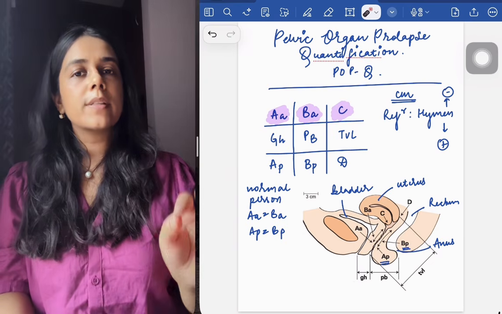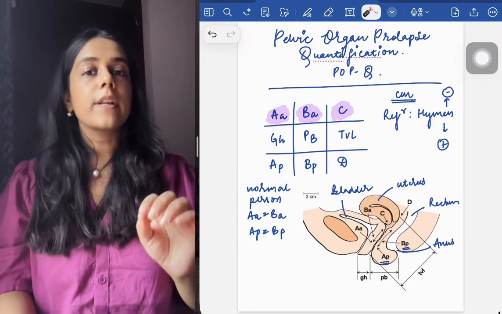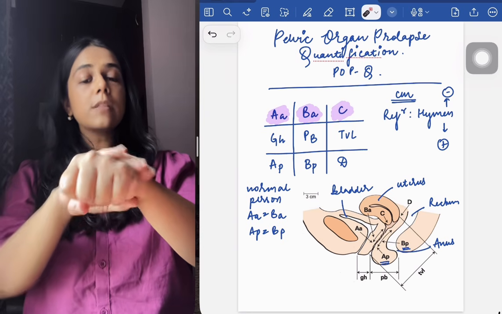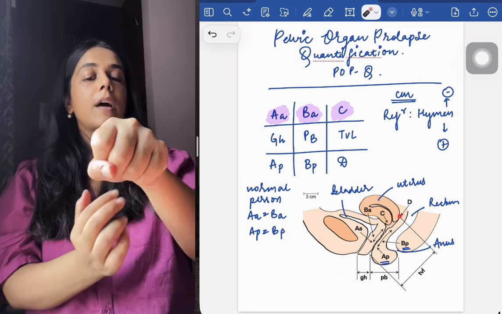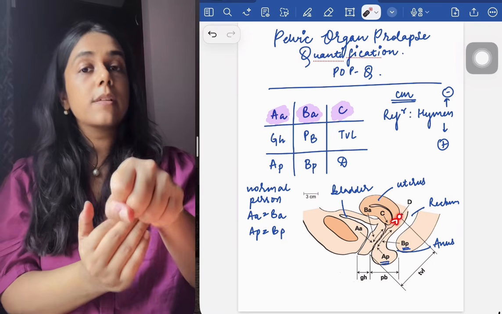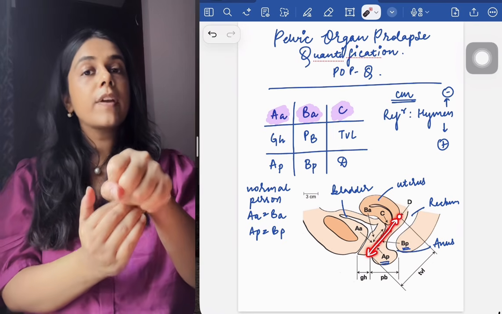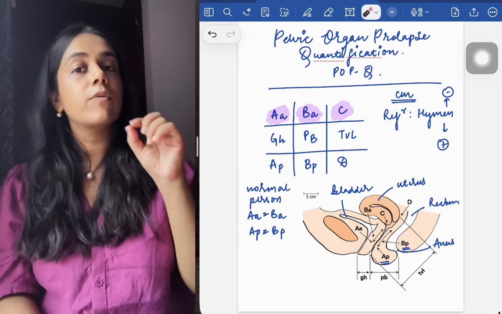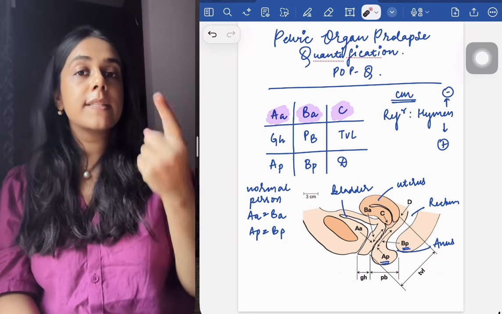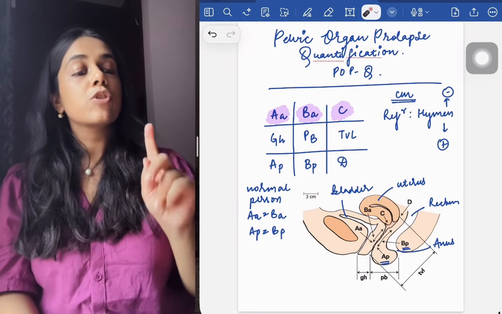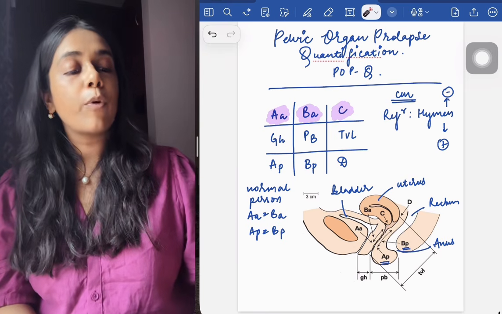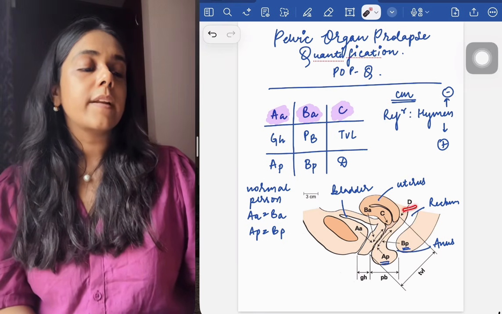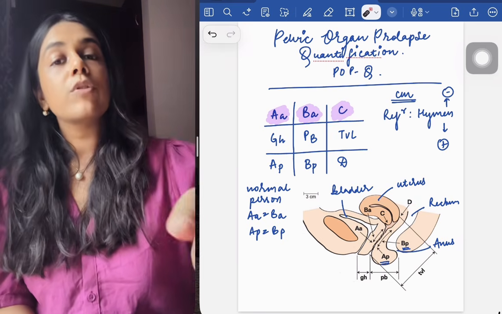Now coming to the D point, this D point denotes the posterior fornix. This was the cervix, the vagina was coming and attaching to the cervix like this. So the uppermost part of the posterior fornix is called the D point. But we have to remember that in a hysterectomized patient where the cervix is not there and only the vaginal vault is there, that is denoted by C. D point is not there. So in a hysterectomized patient, this D point won't be there if a person has already had a hysterectomy in the past.